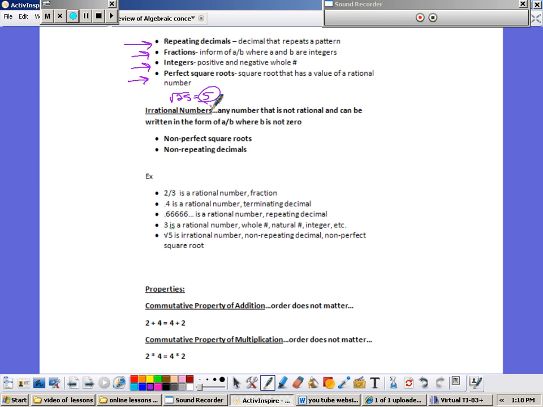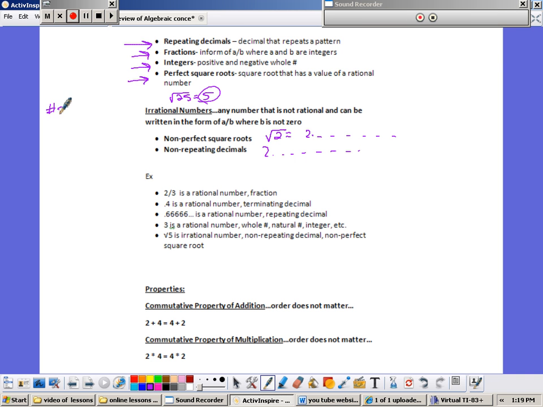So we have rational numbers and irrational numbers. An irrational number is any number that's not rational. It cannot be written as a fraction. And things that are irrational are non-perfect square roots, like the square root of 2. That's a decimal that just keeps going, going, going. And a non-repeating decimal, a decimal that keeps going with no repeat on it, like pi.